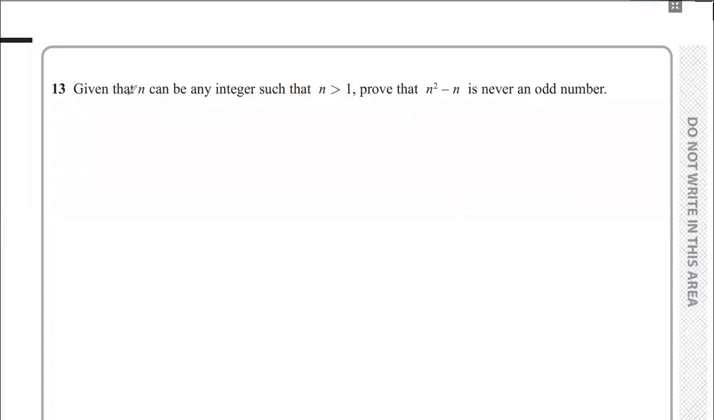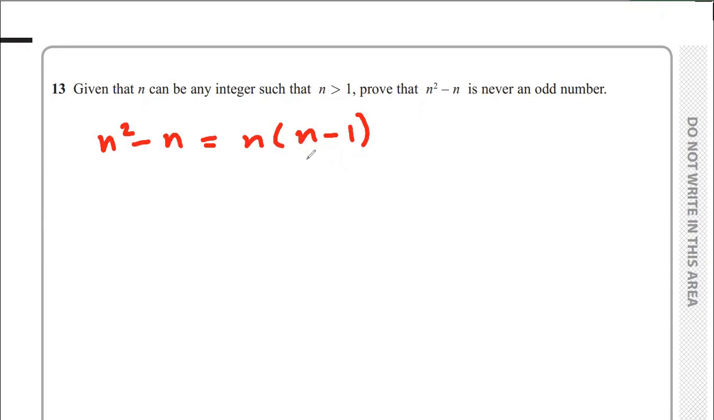Question 13. Given that n can be any integer such that n is greater than 1, prove that n squared minus n is never an odd number. Right, so we can see that n squared minus n, if I factorize it, can be written as n times (n minus 1). And this means that whatever number n will be in the bracket, the other number will be just 1 less than that. So basically, it's a product of 2 consecutive numbers.